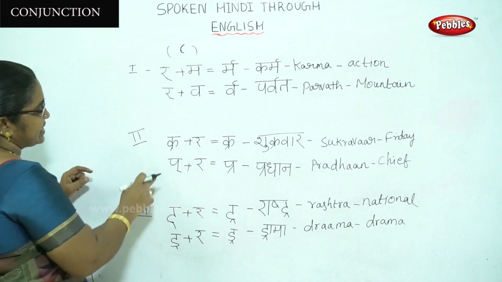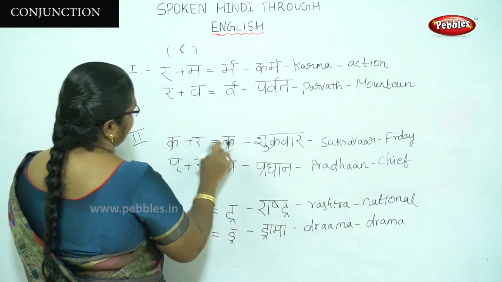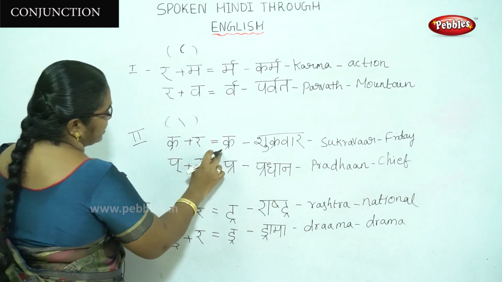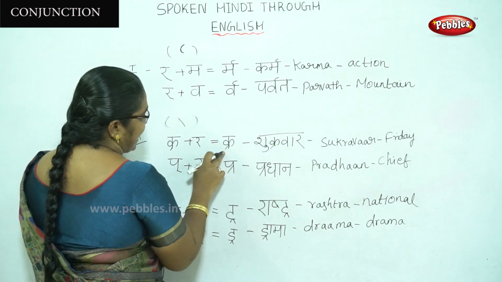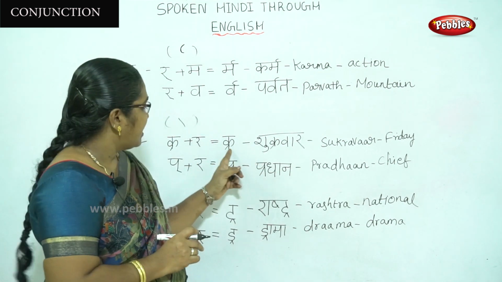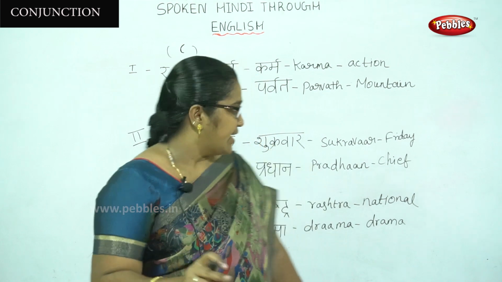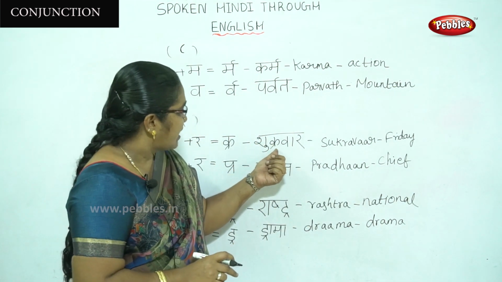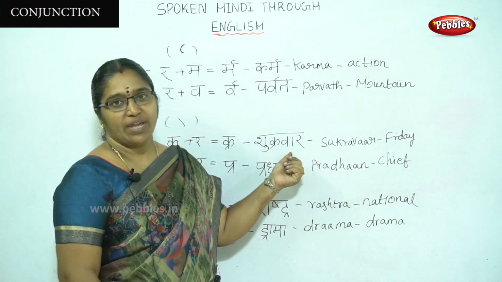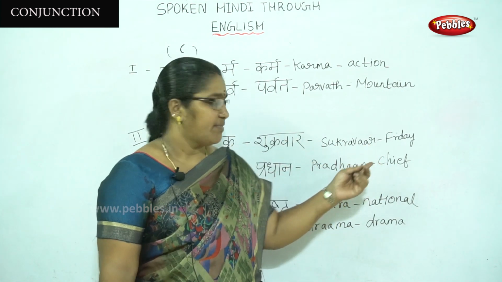See, the second one is ik. Ik plus ra becomes kra. The symbol is like this. We have to put a slant line in this letter. That becomes ik plus ra becomes kra. That is, see, sukravar. The pronunciation is sukravar. The meaning is Friday.